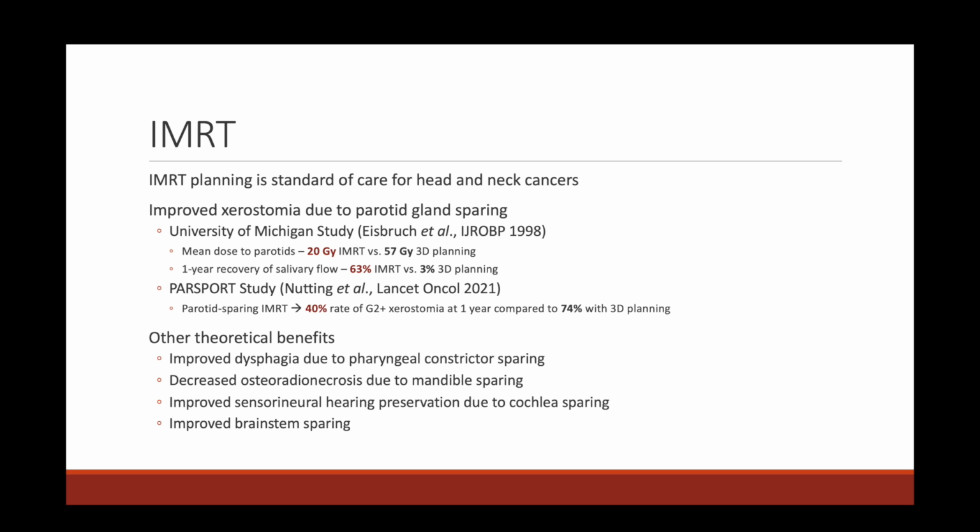There was another study called PARSPORT looking at parotid sparing IMRT, and they found that at 1 year, the rate of grade 2 or worse xerostomia was 40% with IMRT versus 74% with 3D planning, so literally cut in half. So much, much better xerostomia.